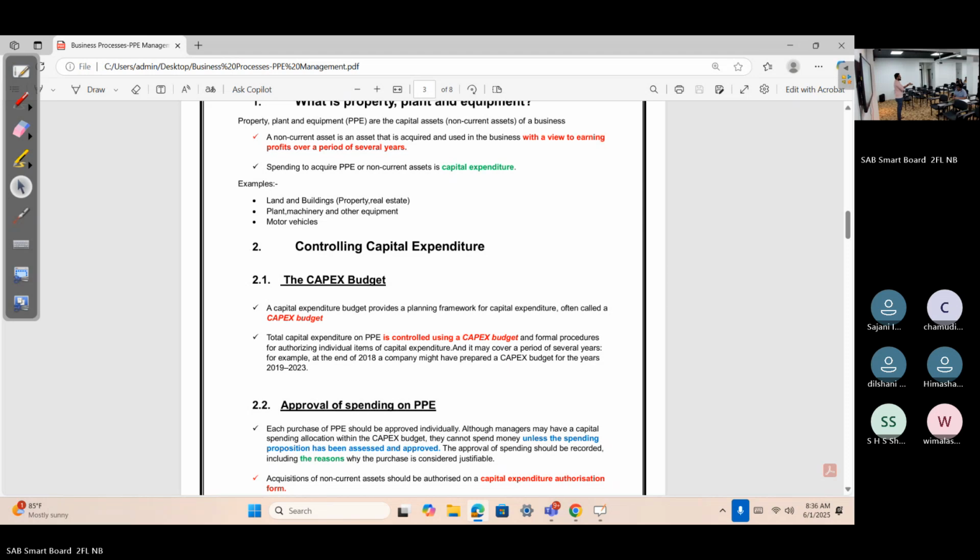Second thing we have discussed: even though they have a capex budget, before purchasing an individual PPE item, they should have proper authorization. They should have proper approval from the authorized person. For that, they use an authorization form. So those come under the before purchasing category.